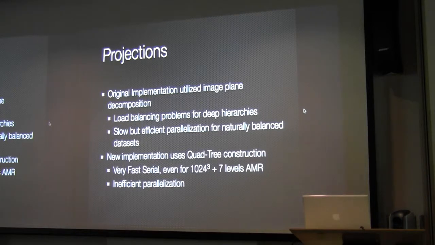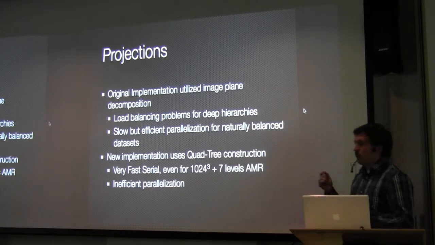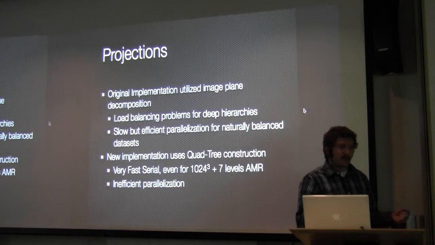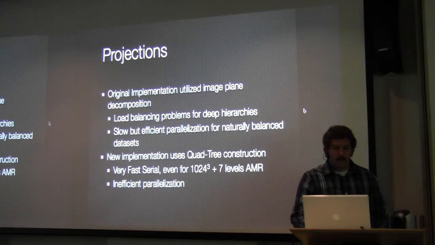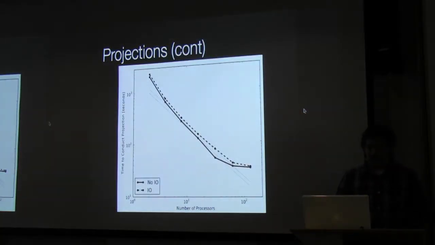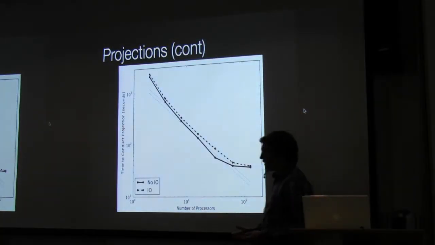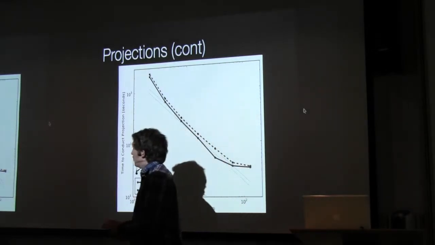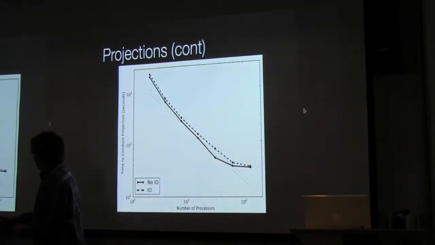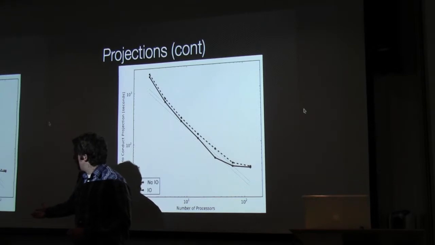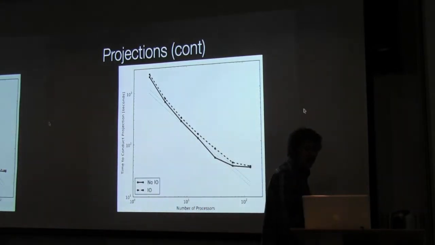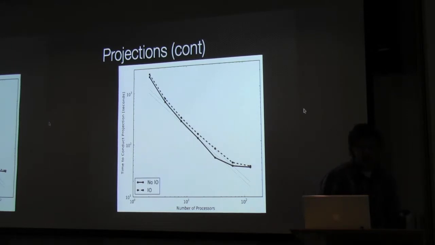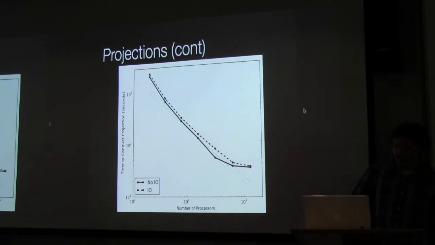That said, it has a fairly inefficient parallelization because it has to go back and merge these quad trees, which we haven't figured out how to do a fast implementation of yet. So the old way, this is from the YT method paper, of doing parallel projections. You can see that we had fairly good scaling up to a couple hundred processors, especially when we didn't have to do input and output.